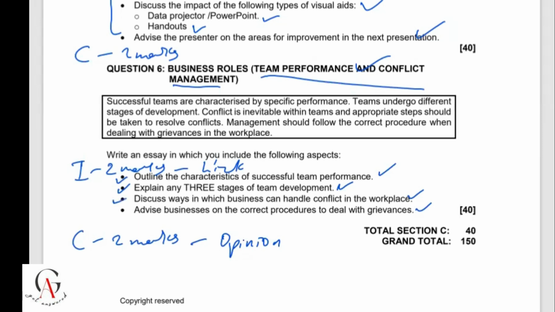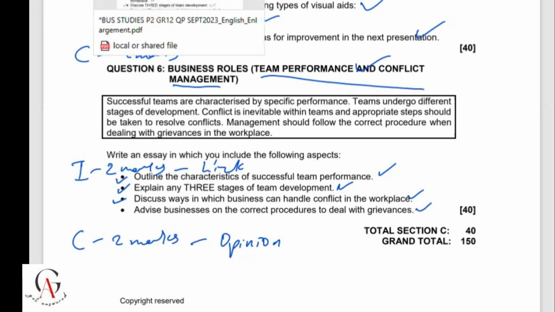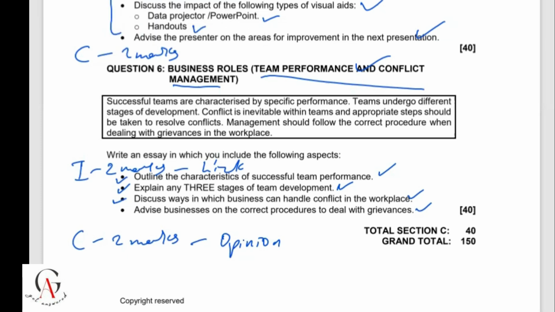Okay, right. So now let's check the ways in which businesses can handle conflict in the workplace. Guys, if you still remember, this is just a repetition of what we dealt with in a previous paper. So now let's also check the correct procedure to deal with grievance. This one we actually covered along the paper.